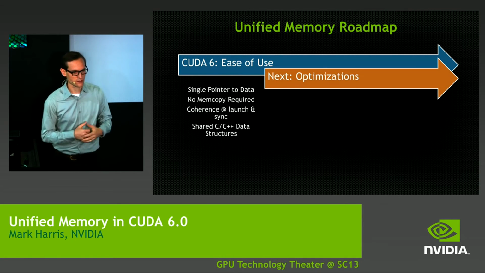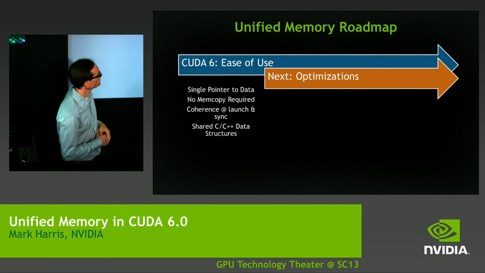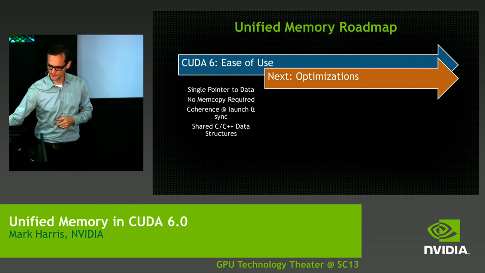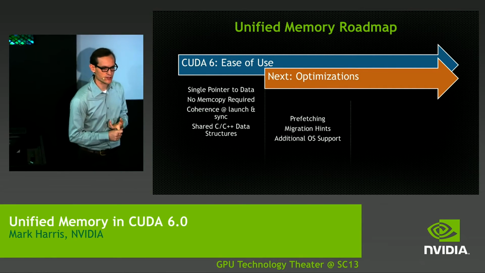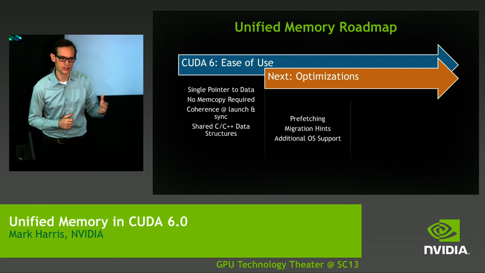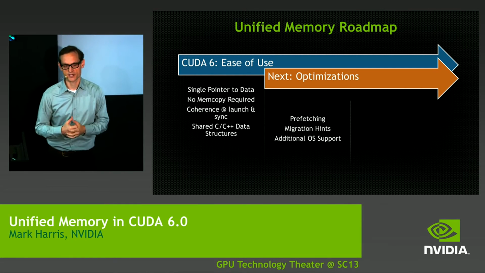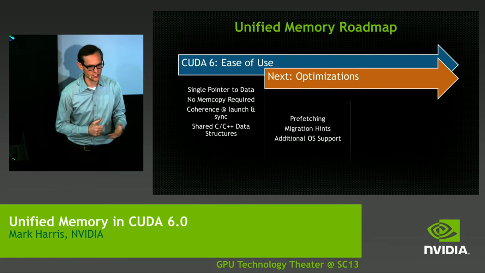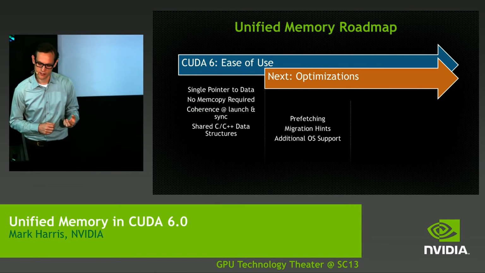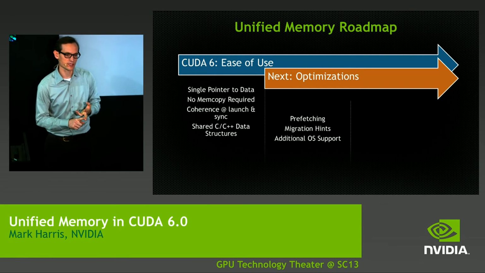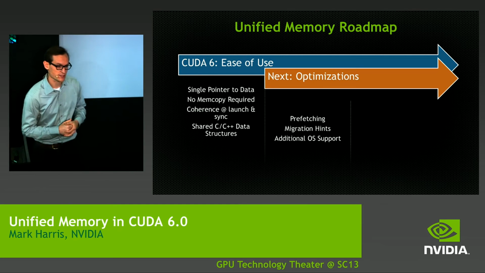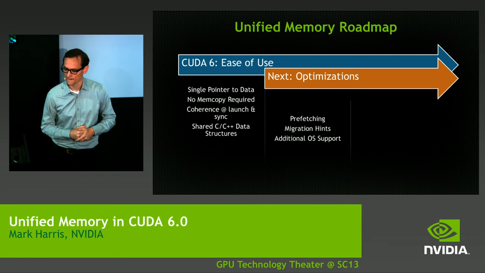In the next releases of CUDA, we plan to add optimizations which will make unified memory faster. Those include automatic prefetching and migration hints to provide the programmer with some control over telling the runtime how it should manage the data and where it should keep it at certain times. I should have mentioned that in CUDA 6, unified memory is supported on 64-bit Linux, Windows 7 and 8, and we'll be adding additional operating system support in future releases.